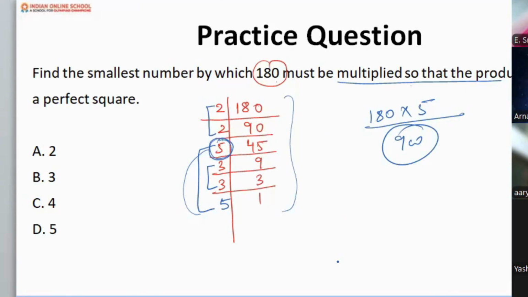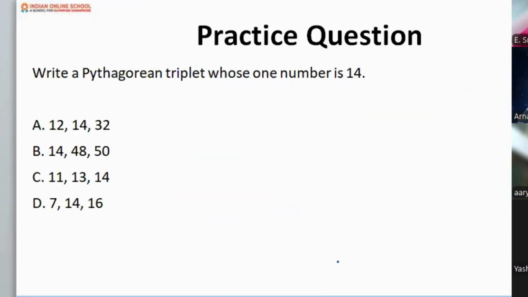Got it, everybody? This number could be a single number, or 2 numbers, 3 numbers, 4 numbers like that as well. Okay, everyone? Understood? Yes, ma'am. Next.